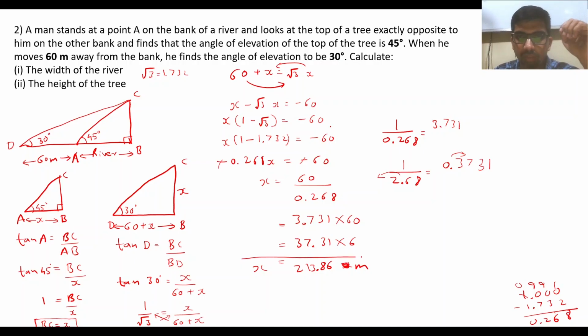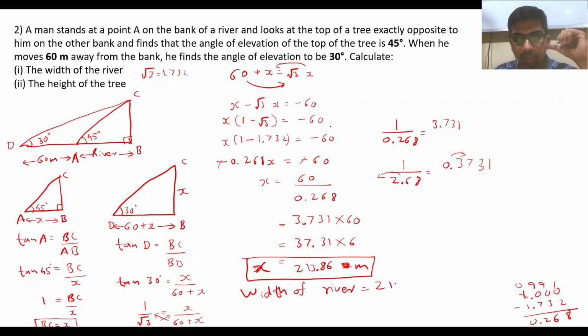So width of the river is how much? The width of the river is कितना? 213.86 meters. ठीक है. So I'll write width of the river is 213.86 meters. Now see, BC is what? Is also x. BC was also the tree ka height. So height of the tree is also same, 213 meters ka tree hai.